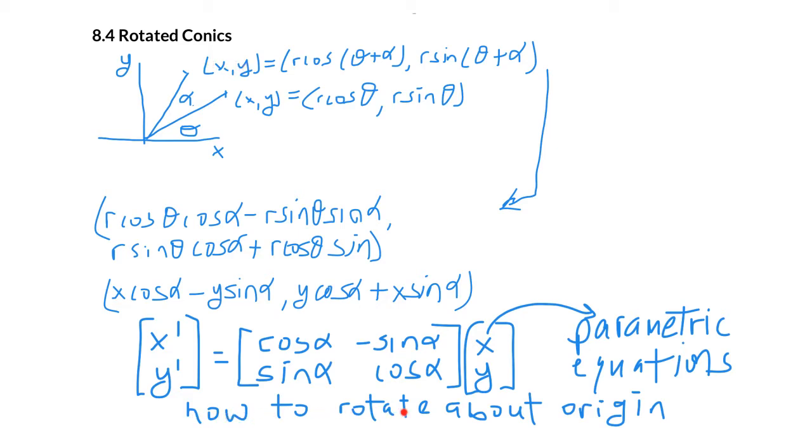So what we have here is a way to rotate something around the origin. It's important that we say the origin because we'll rotate around other things later. This is the formula that you need to remember.